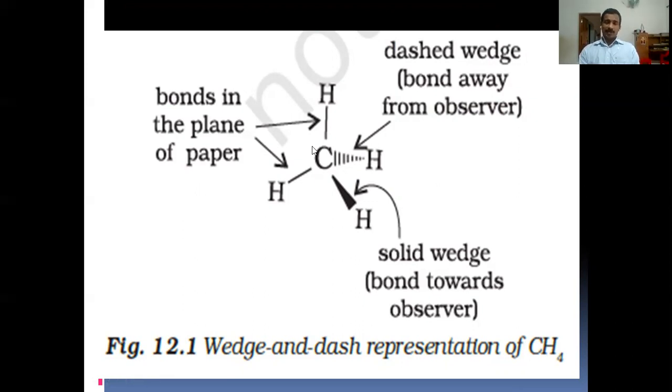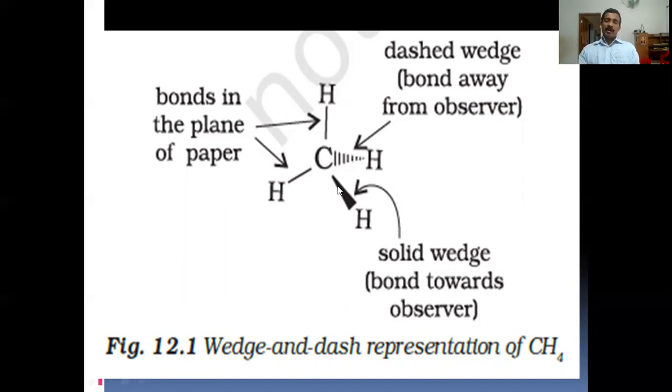Three-dimensional representation. CH4 is represented three-dimensionally. Here, this dotted line represents a bond projected to the backside, behind. That is the meaning: bond away from the observer. And that is known as a dashed wedge.